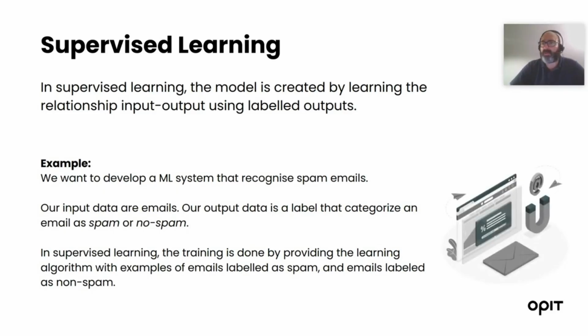We want to develop, for example, a machine learning system that recognizes spam emails. Our input data are emails. Our output data is a label that categorizes an email as spam or not spam. In a supervised learning setting, the training is done by providing the learning algorithm with examples of emails labeled as spam and emails labeled as non-spam.